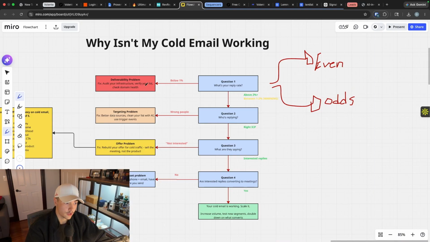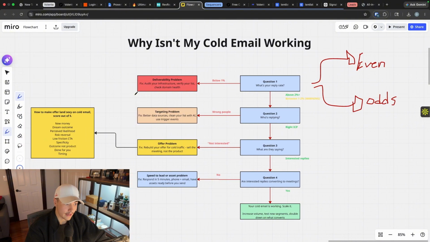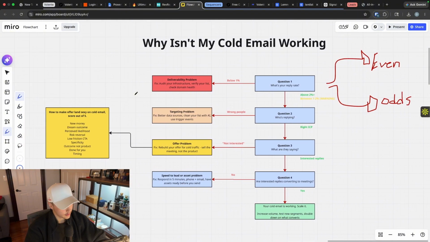So the first thing you want to do, if it is a deliverability issue, is audit your infrastructure, verify your list, and check domain health. What does that mean? How do you audit your infrastructure? You basically go and see which email inboxes are bouncing a lot. There are tools that let you analyze this at a bigger glance, but we typically go through our email accounts, check which ones are bouncing a lot, and then we run placement tests.